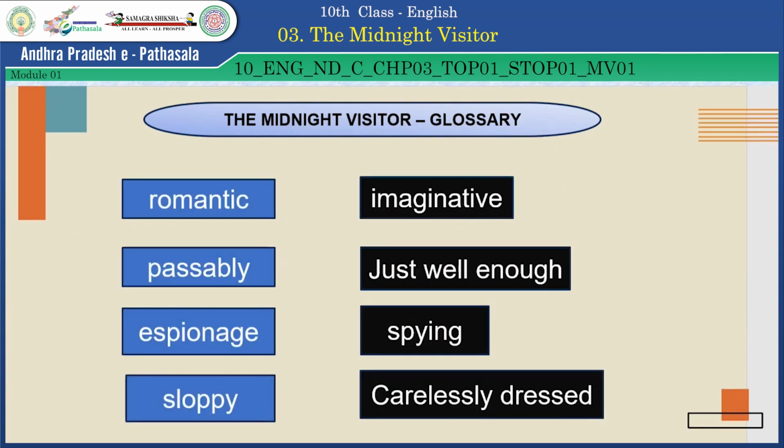The Midnight Visitor Glossary. Important words and their meanings: romantic, imaginative, possibly, just well enough; espionage, spying; sloppy, carelessly dressed.